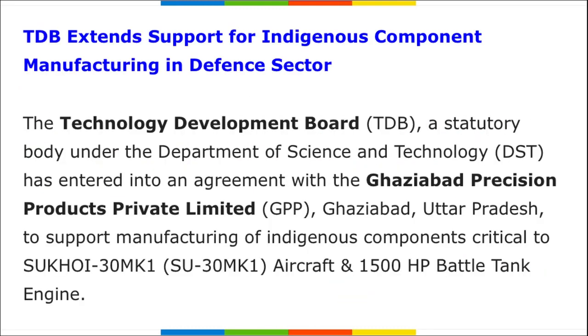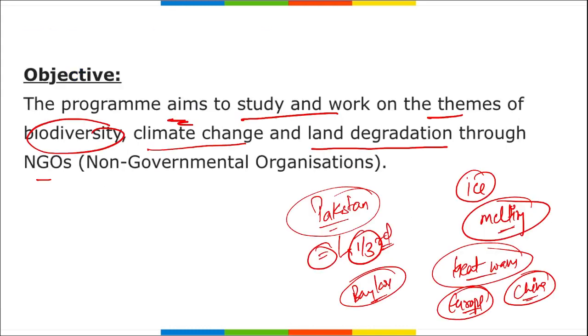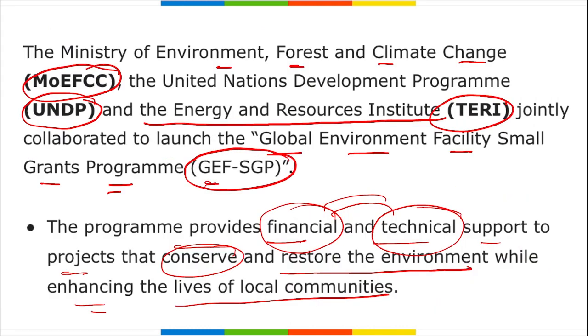Next, one more thing, friends. If we talk about this GEF SGP, when was this launched? This was launched in the year 1992, which is also the year of the Rio Earth Summit. Also, it finances community-led initiatives to address global environment issues, and it is currently led by UNDP on behalf of the GEF partnership.